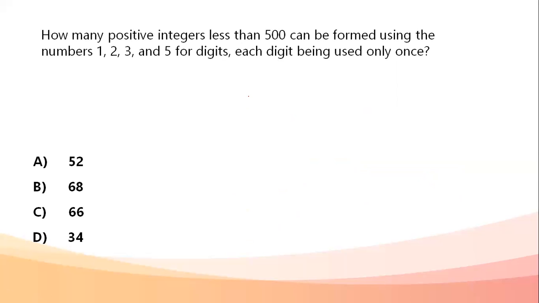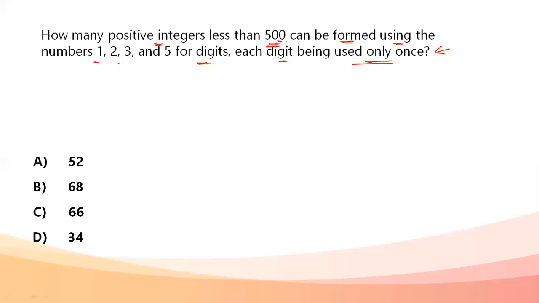How many possible integers less than 500 can be formed using the numbers 1, 2, 3, and 5 for digits, each digit being used only once? A very important thing regarding permutations and combinations is we never use repetitions unless it is specified in the question. If it is not specified, don't take repetitions. Whatever condition is given with respect to repetitions, that we always have to consider.